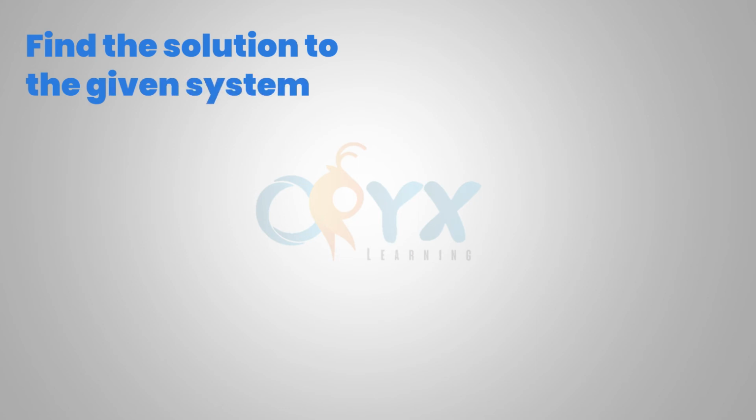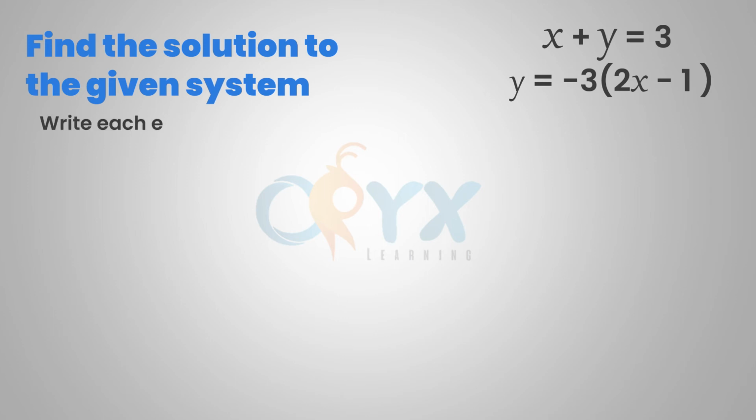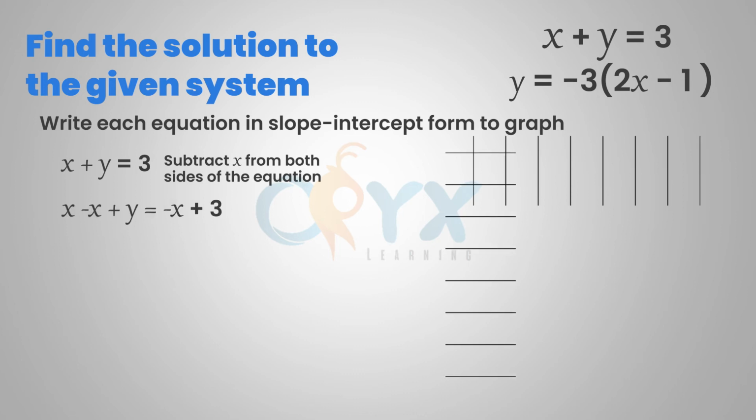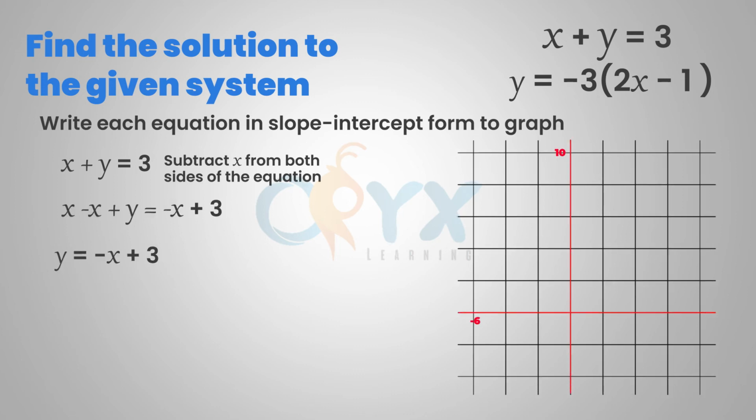Find the solution to the given system: x plus y equals 3, and y equals negative 3 times the quantity 2x minus 1. In the first equation, we need to get it into slope-intercept form to graph, and I will do that by subtracting x from both sides of the equation. Simplifying, this leaves me with y equals negative x plus 3.